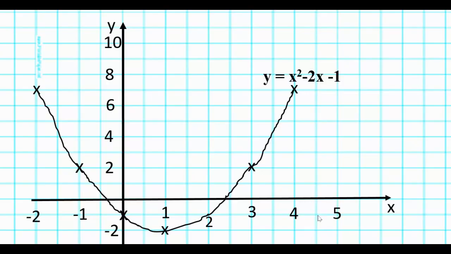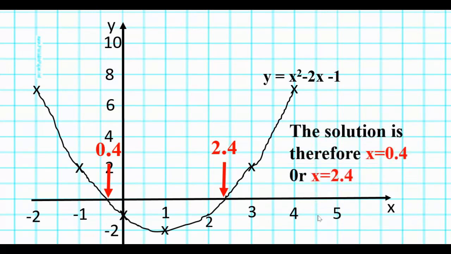Therefore, going back to our graph, we will simply find the points at which the curve cuts the x-axis, which is going to give us the roots of this curve. And therefore, the solution is x equals 0.4 or x equals 2.4.